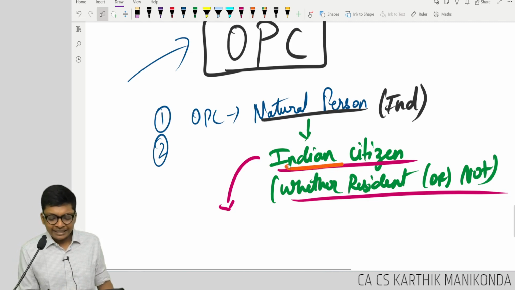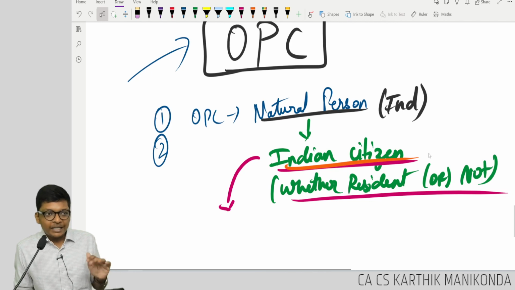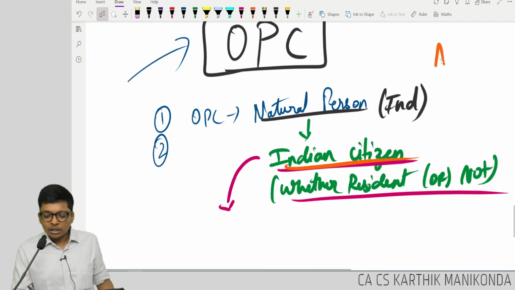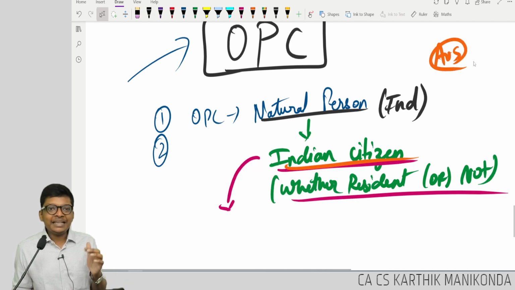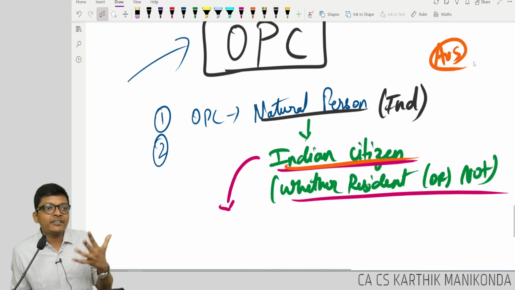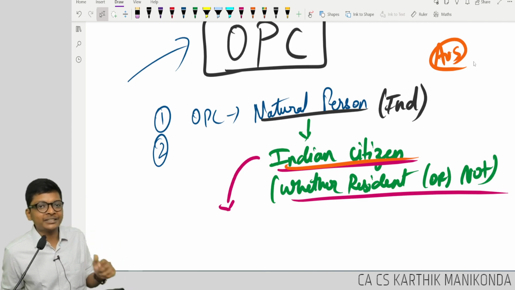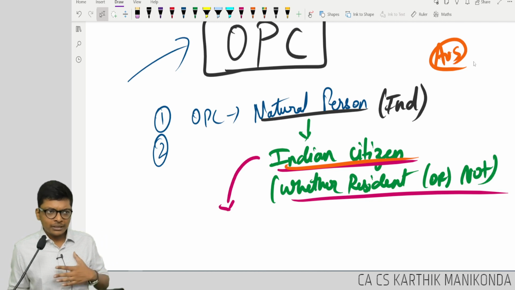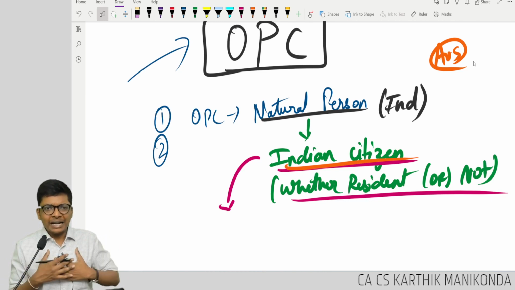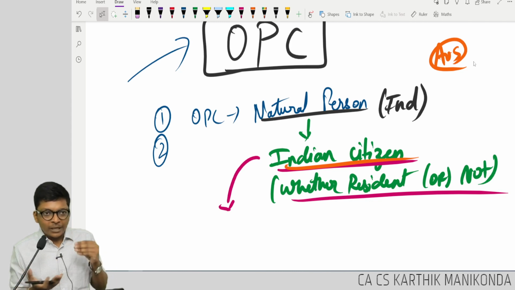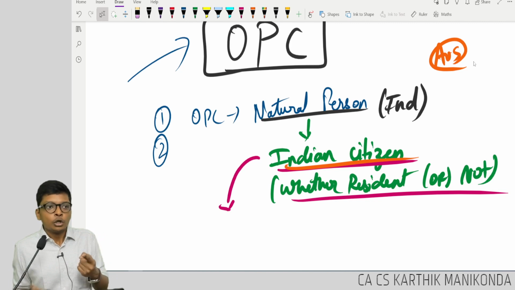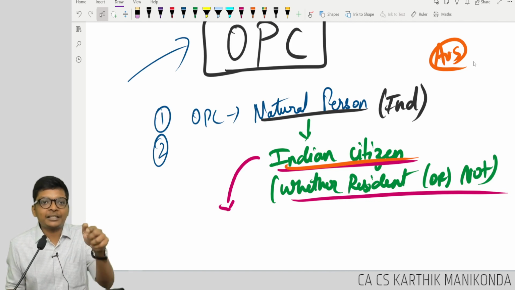Now Ashwin is an Indian citizen, but he left India. He went to Australia for work. He's staying in Australia for the last 5 years. Can he start a one-person company? He can start according to this. But the law says, if your idea is to help Indian entrepreneurs, and you're in Australia for 5 years, you have a lot of money, you're doing business, why do you want a one-person company? Start a regular private company.